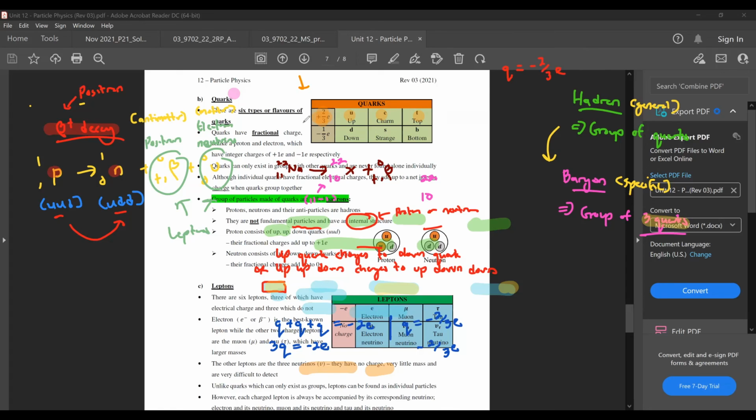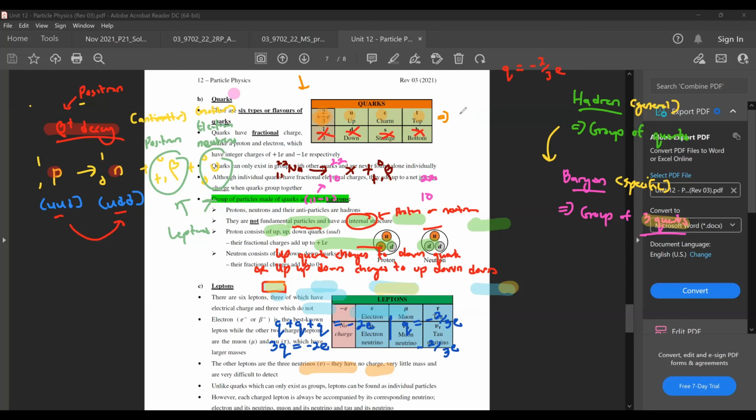-2/3e. Needless to say, you don't need to consider the bottom row because the magnitude is also not even the same as 2/3. This one was 1/3. So you don't really need to consider the bottom one. You consider the top one. The only difference between this and this was the fact that the sign is different, isn't it? So how are you going to get a -2/3e?